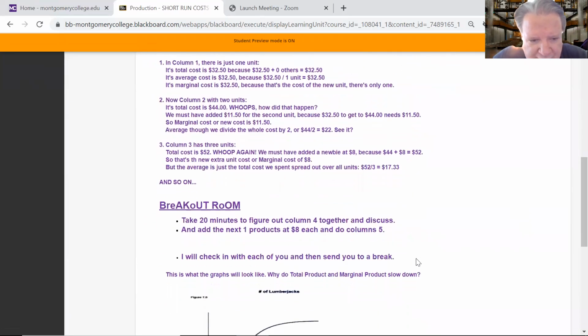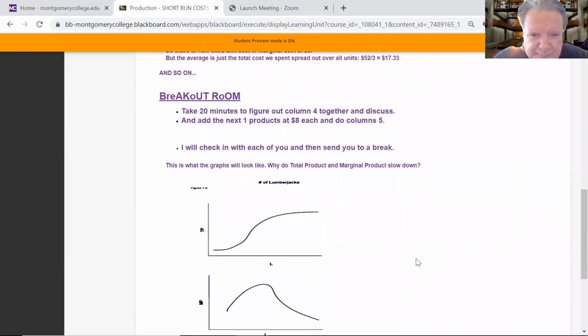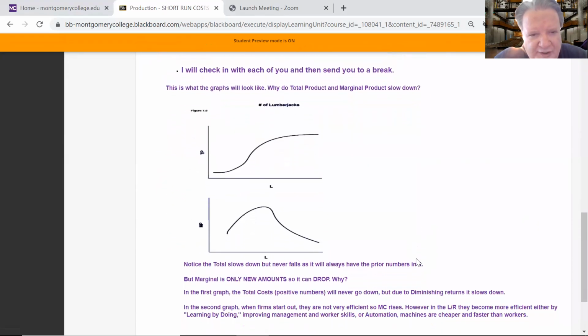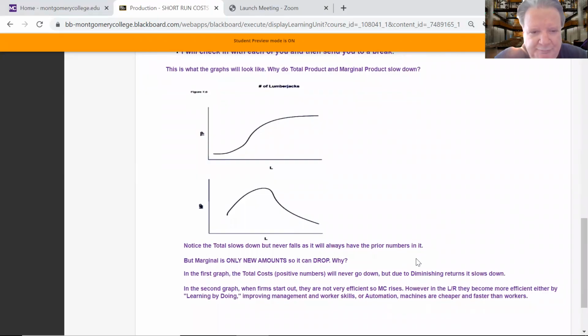So now that we've been through all these numbers, you can do this breakout room where you can see what's happening with total product and marginal product. Your total product will always go up. So this is number of lumberjacks, but let's suppose this is your cost of lumberjack labor. Lumberjacks are people who chop the wood or run it through the machine to make panels.